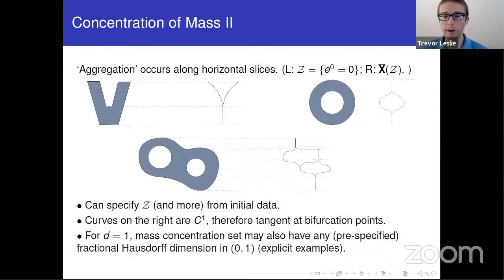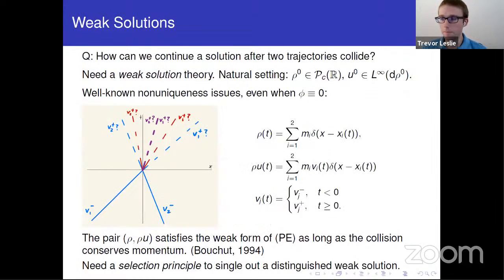If we're more careful with our analysis, we can even cook up explicit initial data in the 1D case, such that the mass concentrates at time plus infinity onto a set of our favorite Hausdorff dimension between 0 and 1. And I think this is really interesting. But anyway, all of this is for a different talk, and I have to move on now if I want to say anything meaningful about the case of weak solutions.